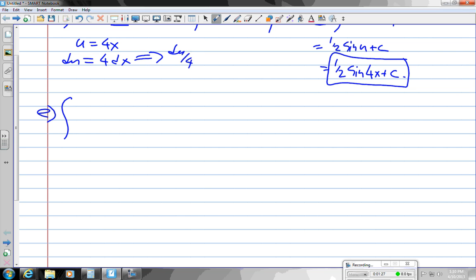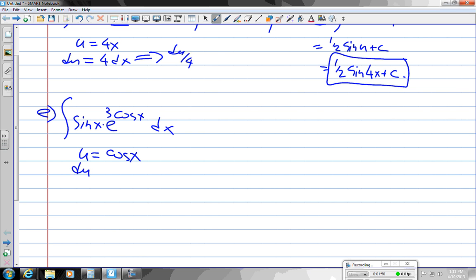E, sine x e to the cosine x dx. It's a product. We cannot integrate products term by term. We need to get more creative. And again, what we notice is we have an inside function of cosine x, and the derivative of that is sine x. So that's our substitution. U is cosine x.